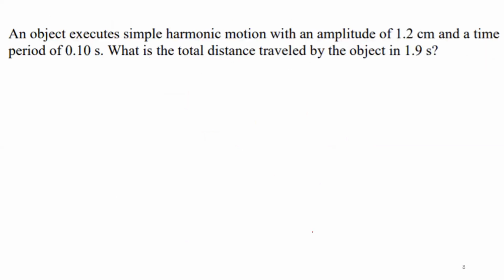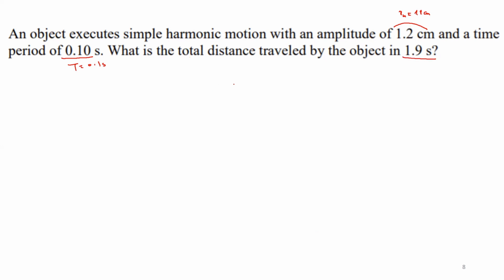Okay, so an object executes simple harmonic motion with an amplitude of 1.2 centimeters. X max is equal to 1.2 centimeters, so basically you put it in meters. And I give you the period, 0.1 seconds. What is the total distance traveled by the object in 1.9 seconds?